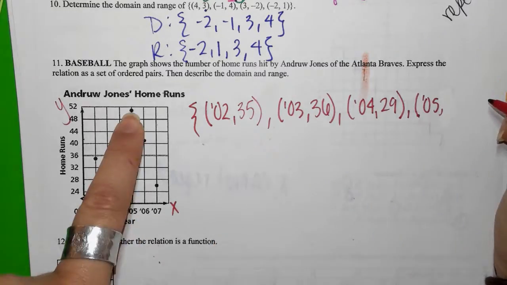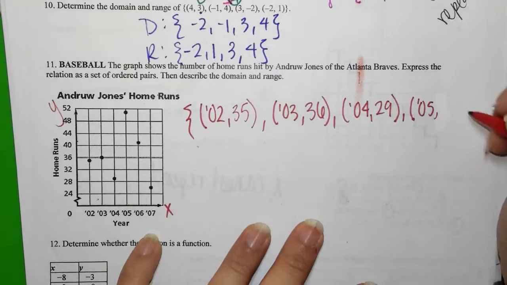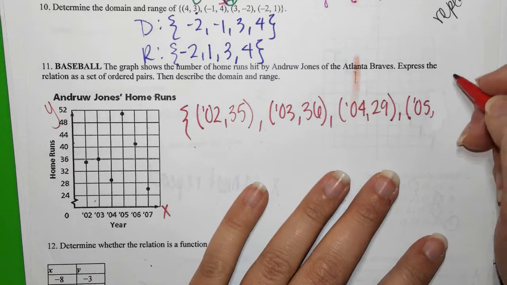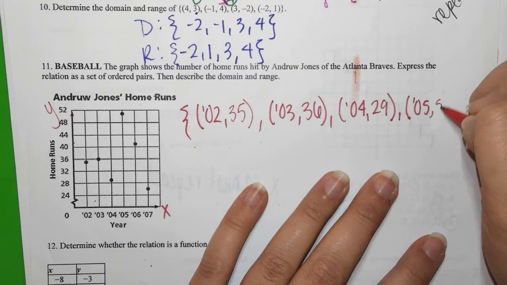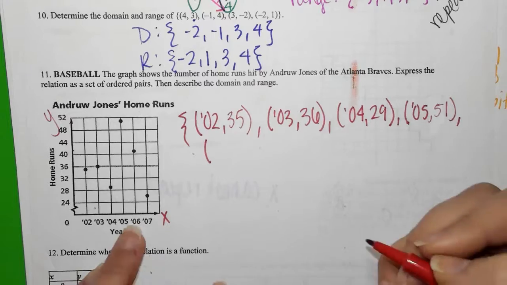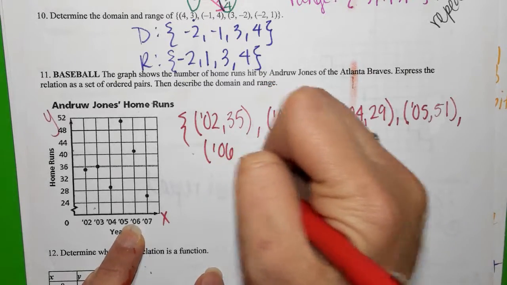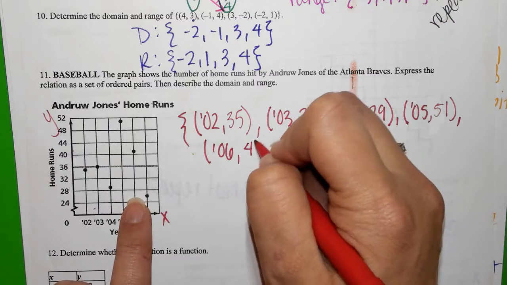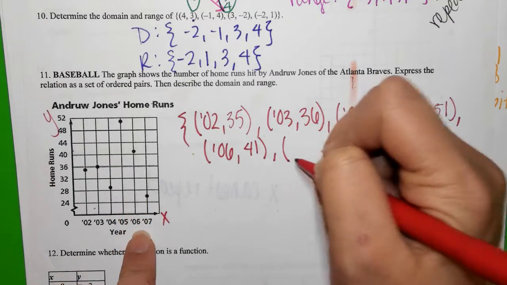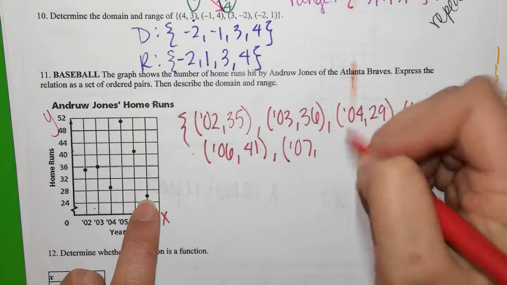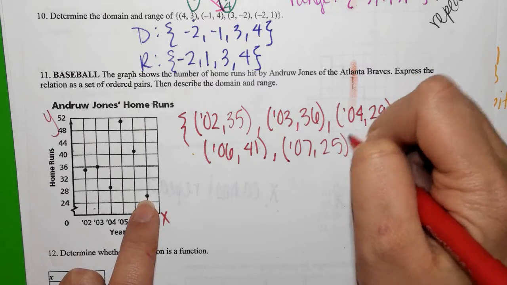Alright, in 05, how many home runs did he hit? In 2005, how many home runs did he hit? 51. Alright, in 06, how many home runs did he hit? 41. 42. Alright, in 07, how many home runs did he hit? 25. Look at you go. Take a point, Sarah.